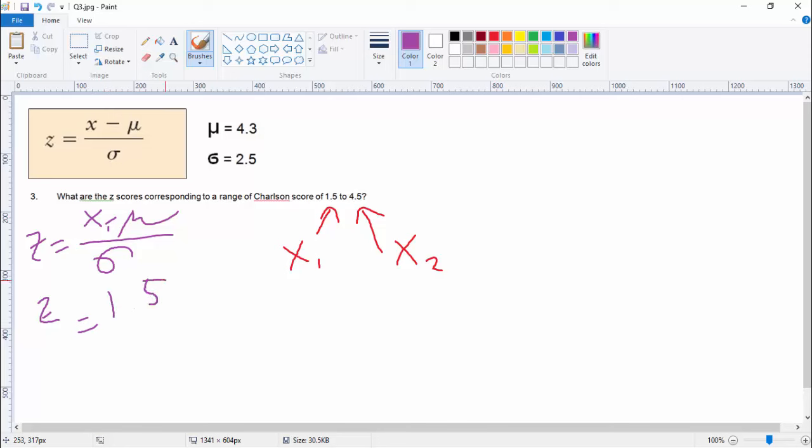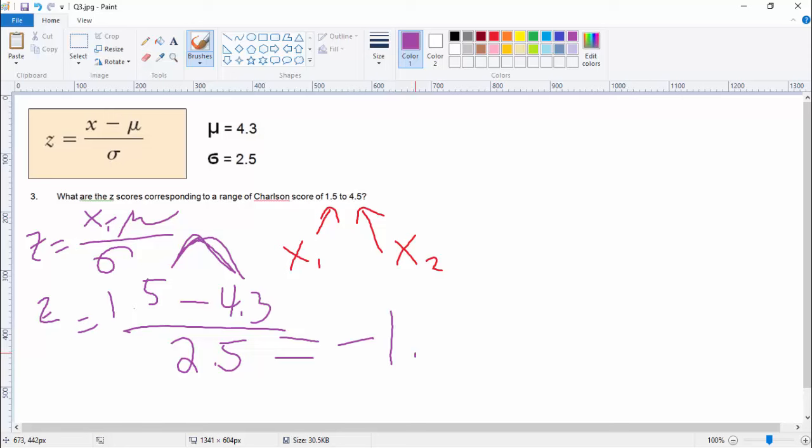1.5 minus 4.3. You're going to memorize these mu and standard deviation by the end of this. Divided by 2.5 equals, and is this going to be negative or positive? Well, look at this. It's smaller than 4.3, so it's going to be negative. And what is it going to be? It's going to be negative 1.12. How about that? Okay, so that's x1, right?